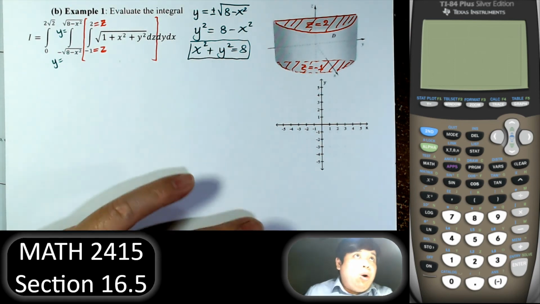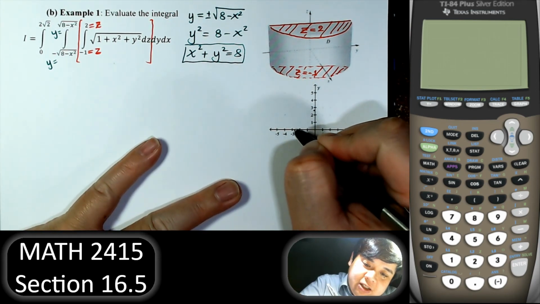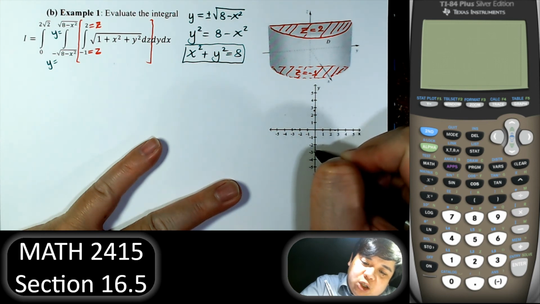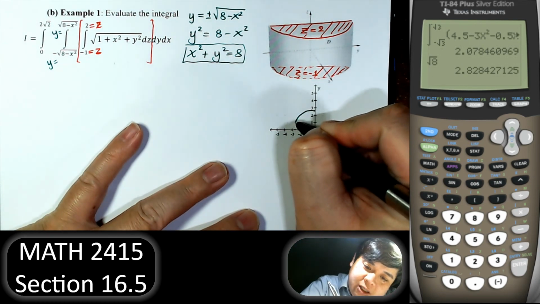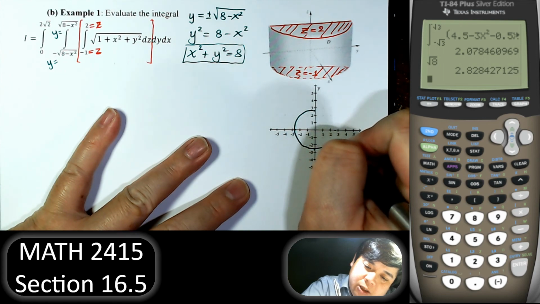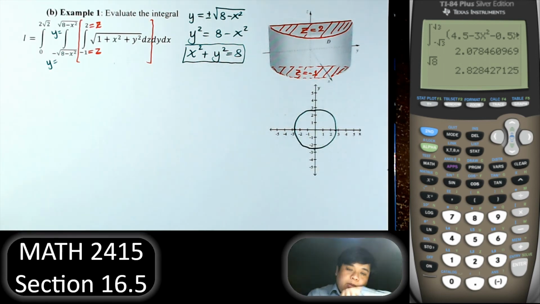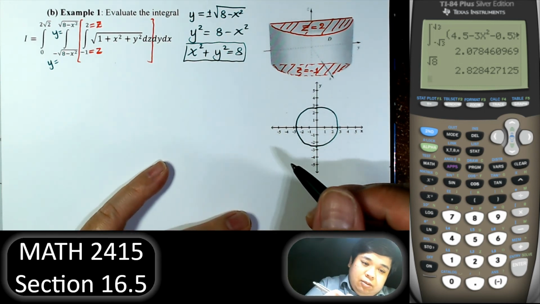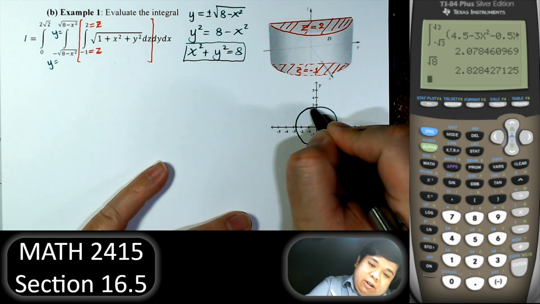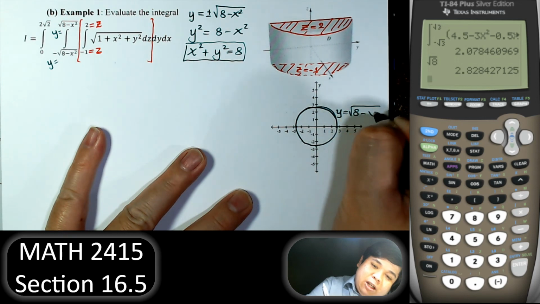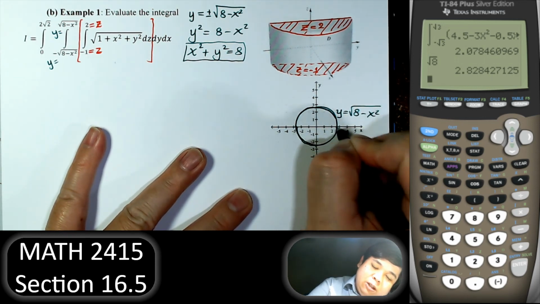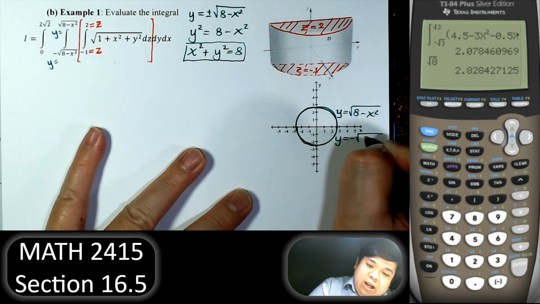So that is a circle of radius square root of 8, sorry. Square root of 8 is 2 square root of 2, 2.8 something. So we talk about this disk. The one above is y equal to square root of 8 minus x squared. The one below, y equal to negative square root of 8 minus x squared.